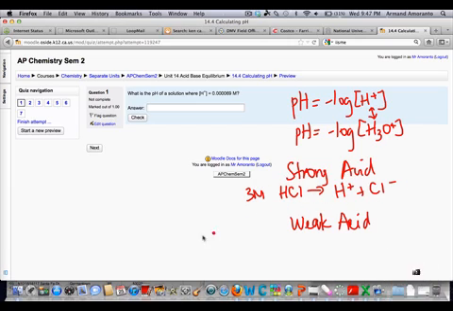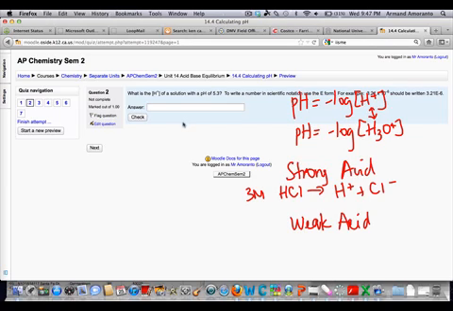If we look at some of the problems listed on here, it says, what is the pH of this? Well, that's easy. I don't think I need to help you on that one. Let's look at the next one. For number 2, it's asking us to find what is the H+ concentration. So this one's a little bit trickier.